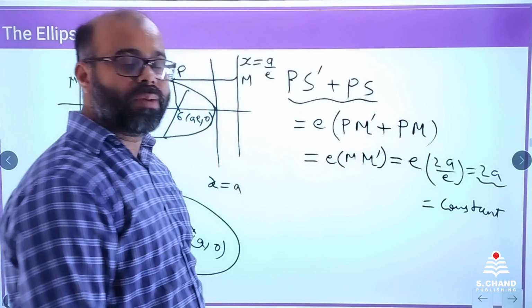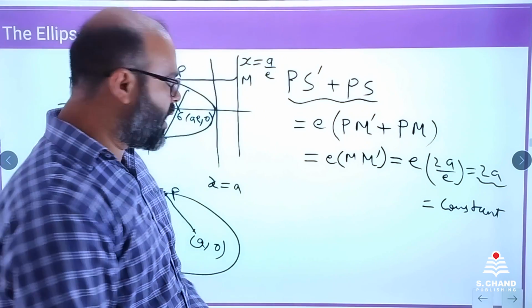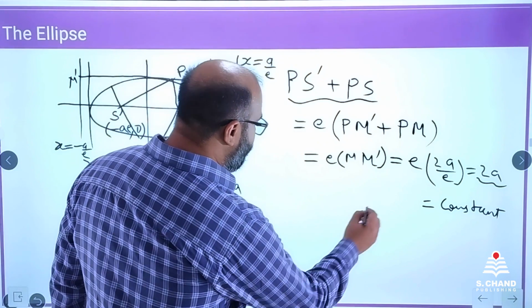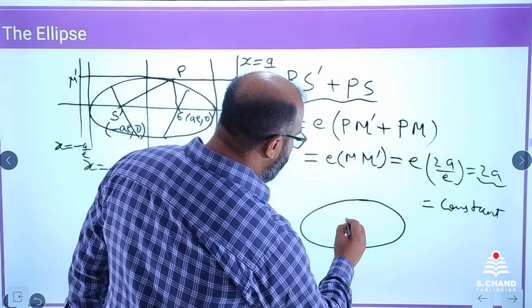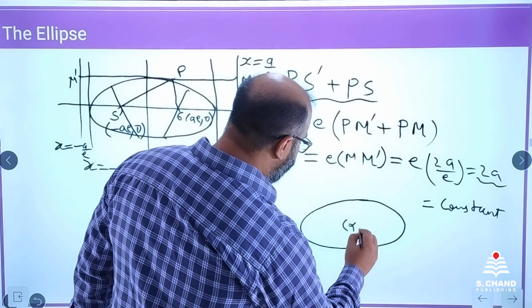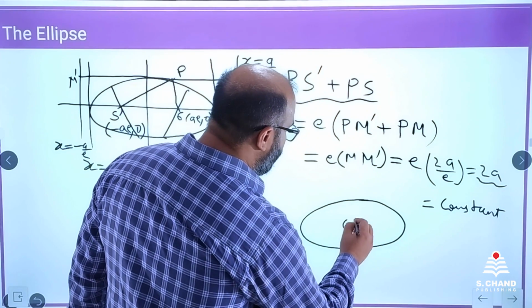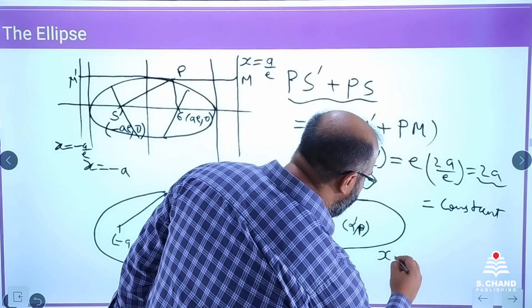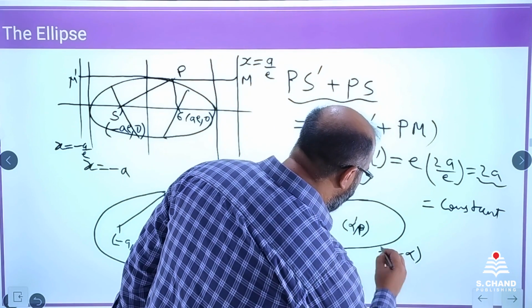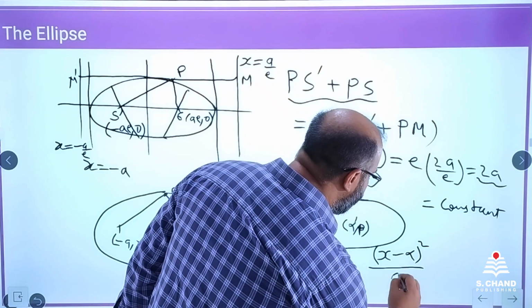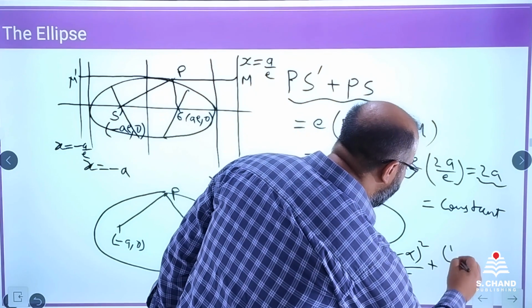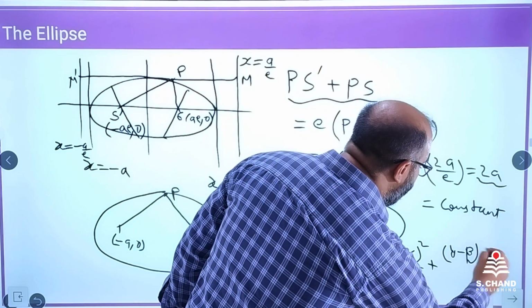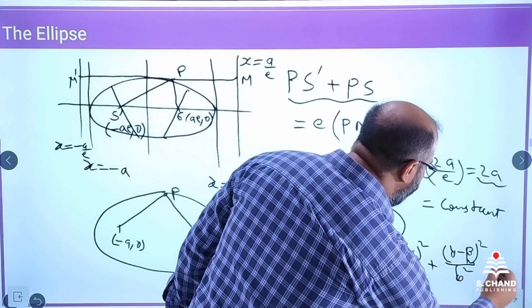What about shifted ellipse? Shifted ellipse, as we studied in shifted parabola, that if we take the center as alpha comma beta, so its center is alpha comma beta, not origin, and then we want to find the equation of the ellipse. So it is x minus alpha whole square by A square plus y minus beta whole square by B square is equal to 1.